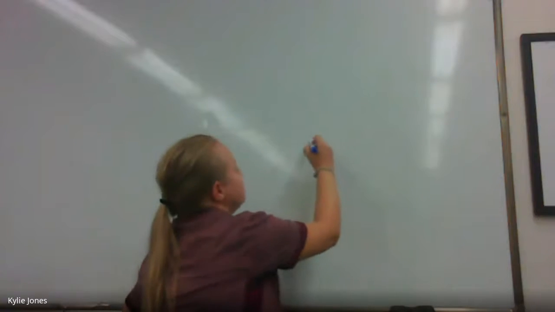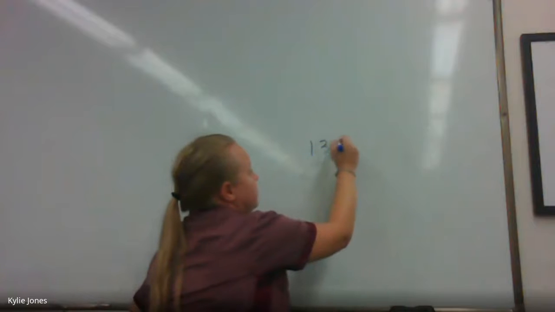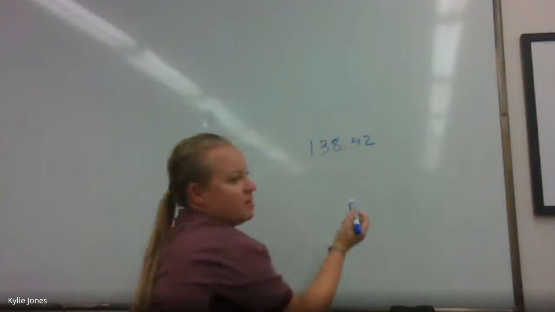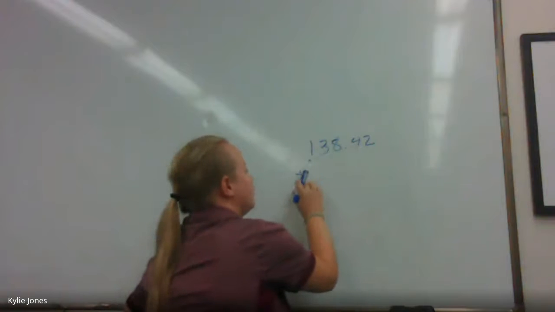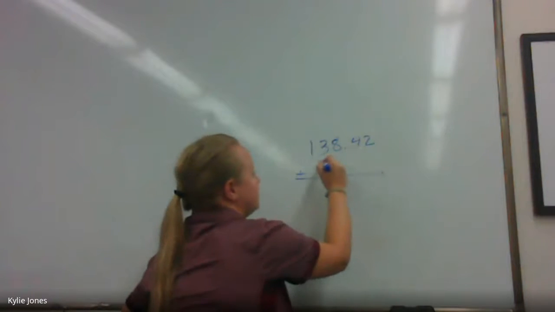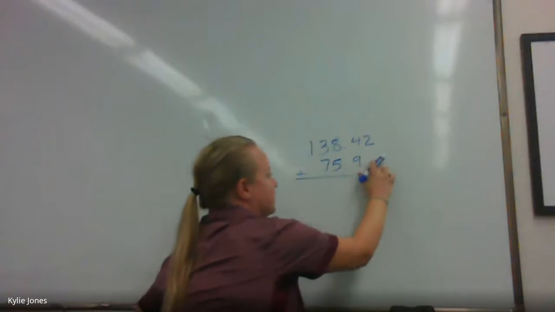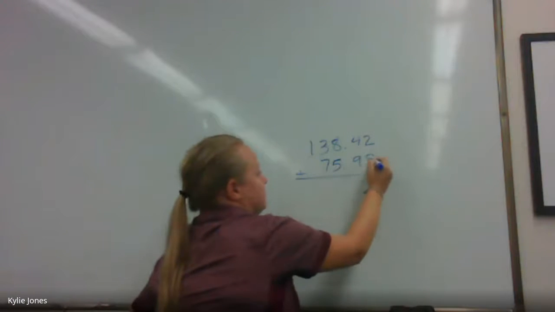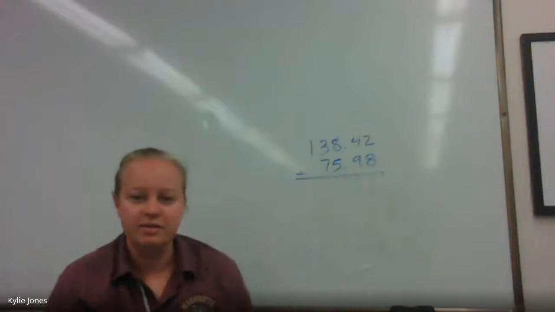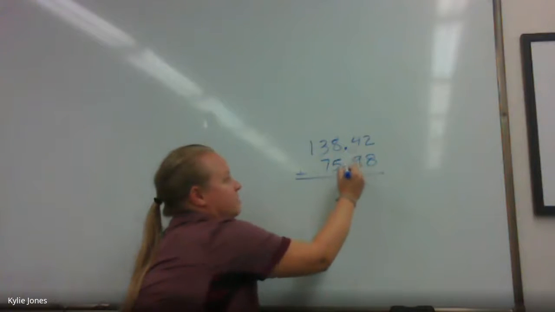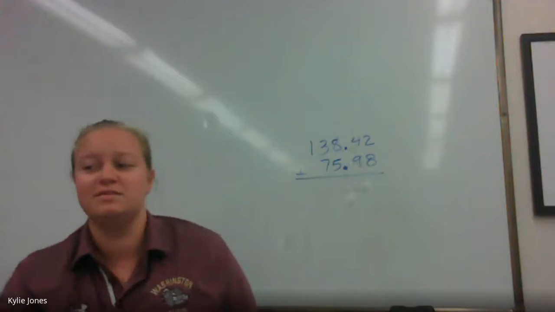Let's try some hundreds. 138.42. I'm gonna line this one up for you guys. Plus 75.98. Oh, that was a terrible 8. Okay, try that one. I lined those decimals up for you this time, because sometimes it does it for you. So might as well let you practice when it does it for you.